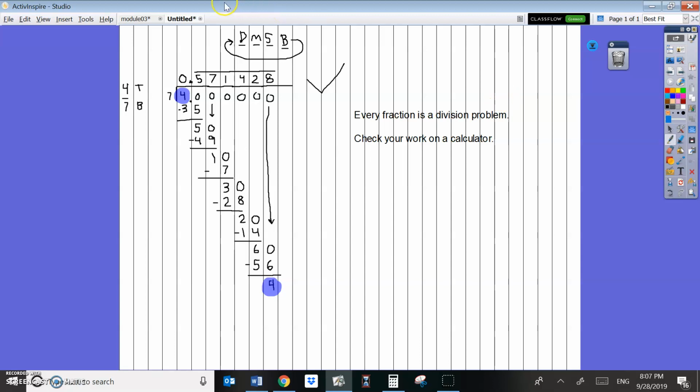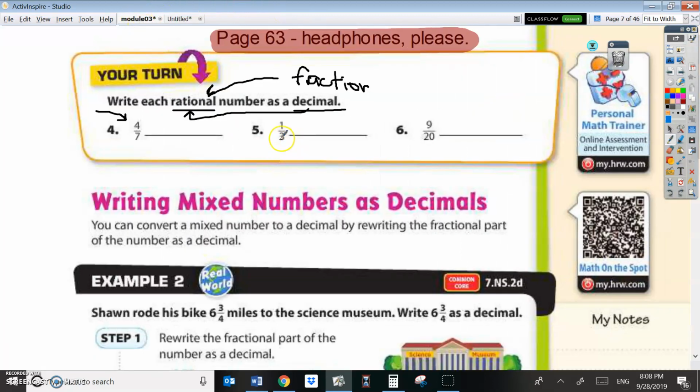Good work. Okay, look at the next one here. 1/3. Oh, let's put in the answer here. 5, 7, 1, 4, 2, 8, and the whole thing repeats. I went a little bit far with my repeating line. Okay, now let's do 1/3.